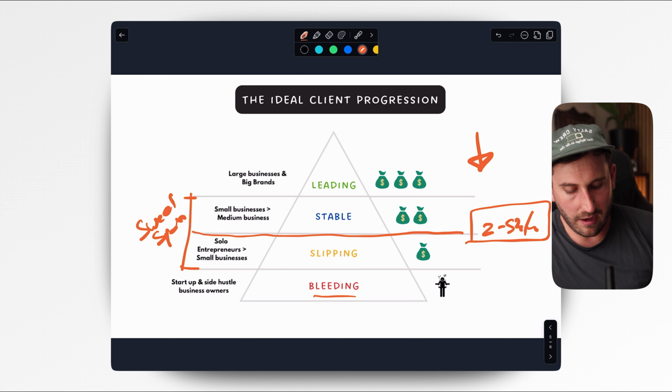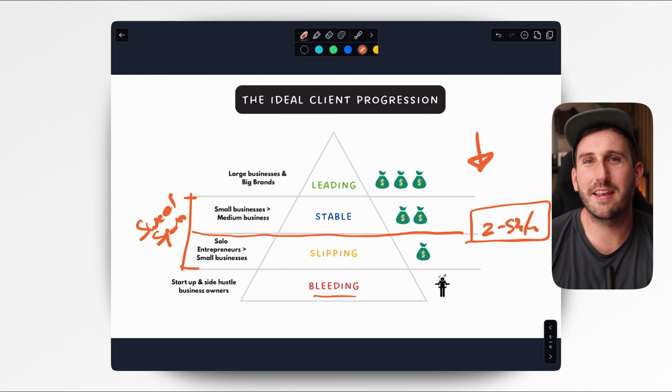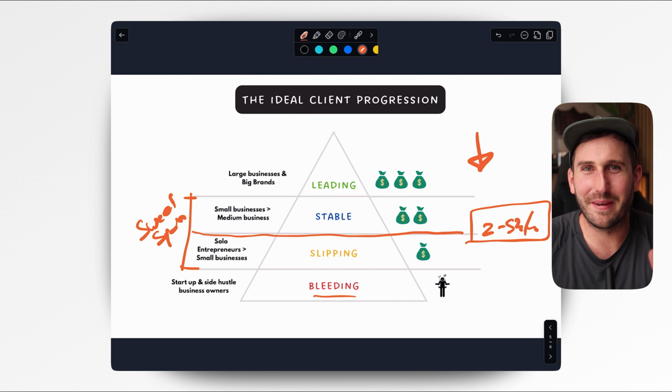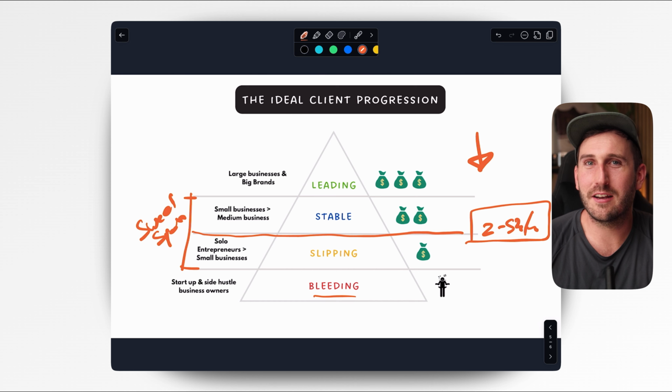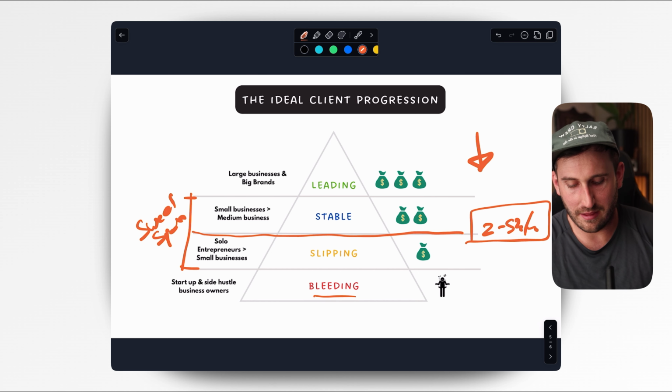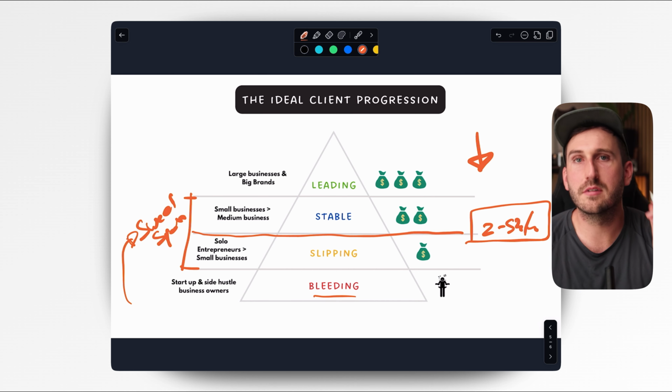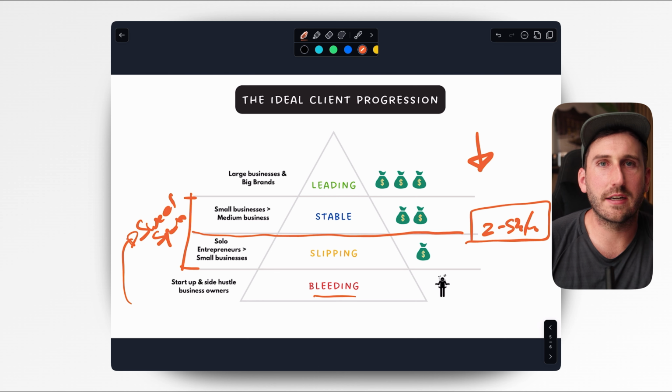The bleeding clients you want to avoid like the plague. They're the ones who ask for a discount. They're the ones who are a startup. They're your candle shop makers. They're the small businesses that just don't have any resources to invest in video. Usually that's where you get started. But if you want to get out of that, you've got to start thinking: who are these types of businesses? Who can I start attracting? What are they thinking about right now?